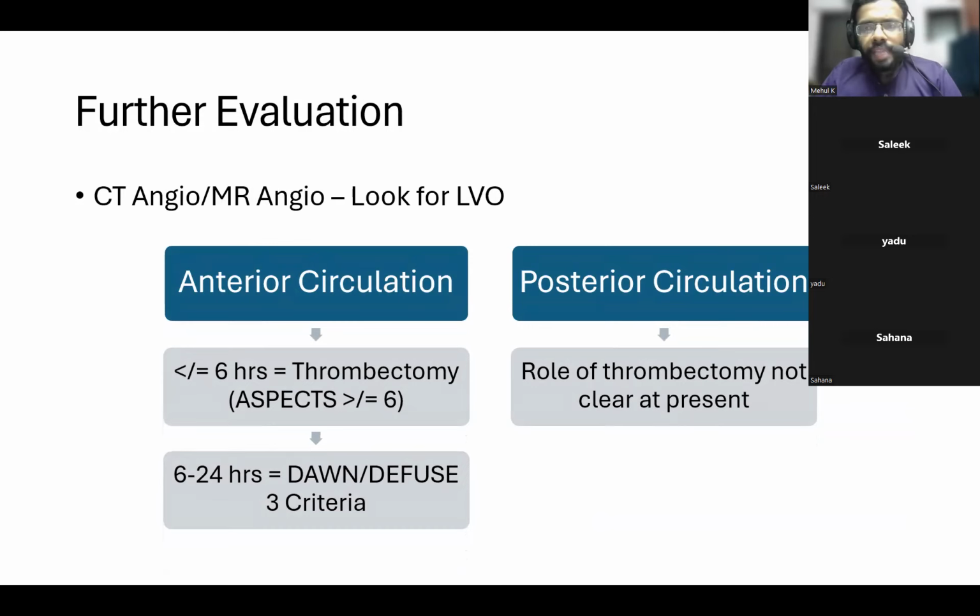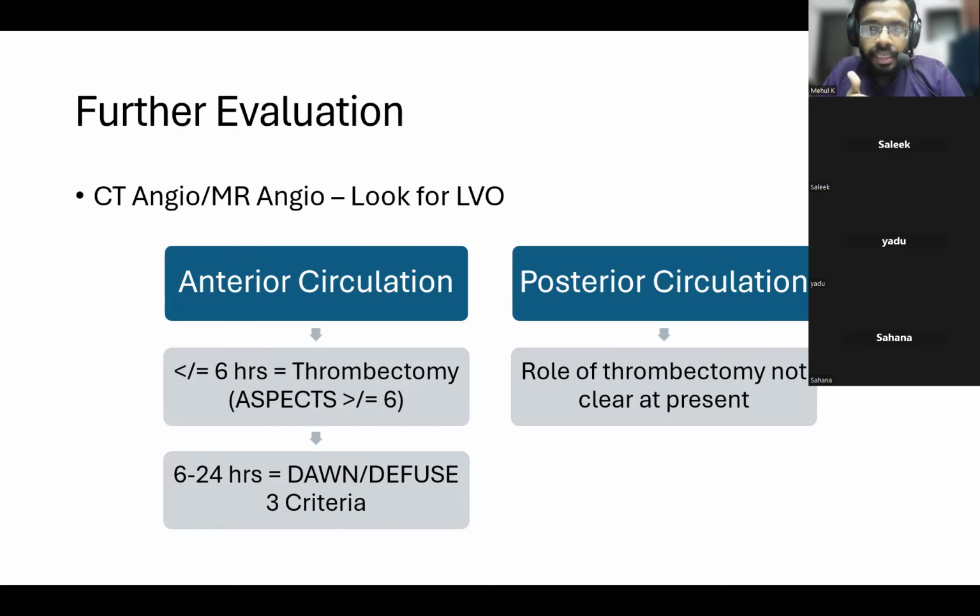In anterior circulation, you look for 3 6s. Onset less than 6 hours. NIHSS more than 6. We'll come to what NIHSS means in a little bit. And an ASPECT score more than 6.